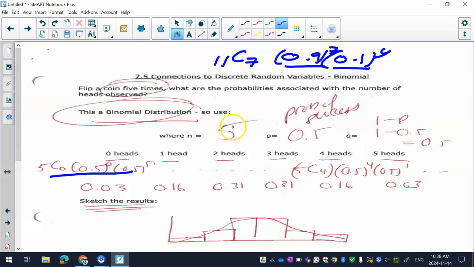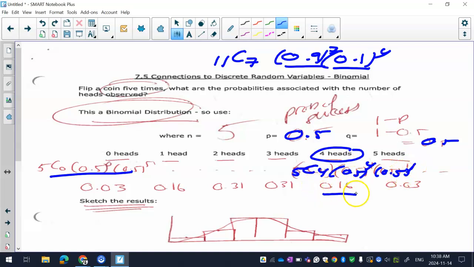So here's a situation where we're talking about the number of heads we might get if we flip a coin 5 times. In this case, P is 0.5, and so is Q, because it's 1 minus P, and that's 0.5. If I asked, what's the probability of getting exactly 4 heads in 5 flips? You would have 5 trials. You want 4 successes. P is 0.5 to the power of 4, because there's 4 successes and 1 failure. So that would make this a 1. And you would figure it out, and that's 16%.